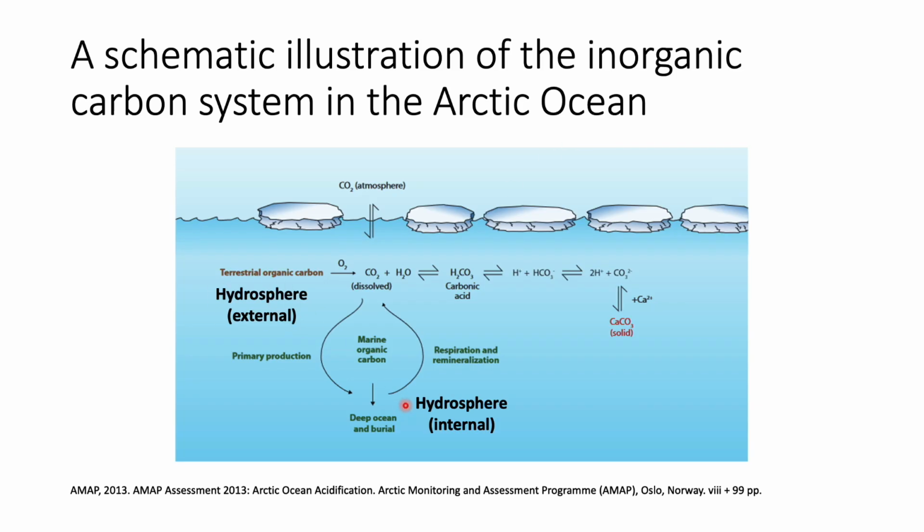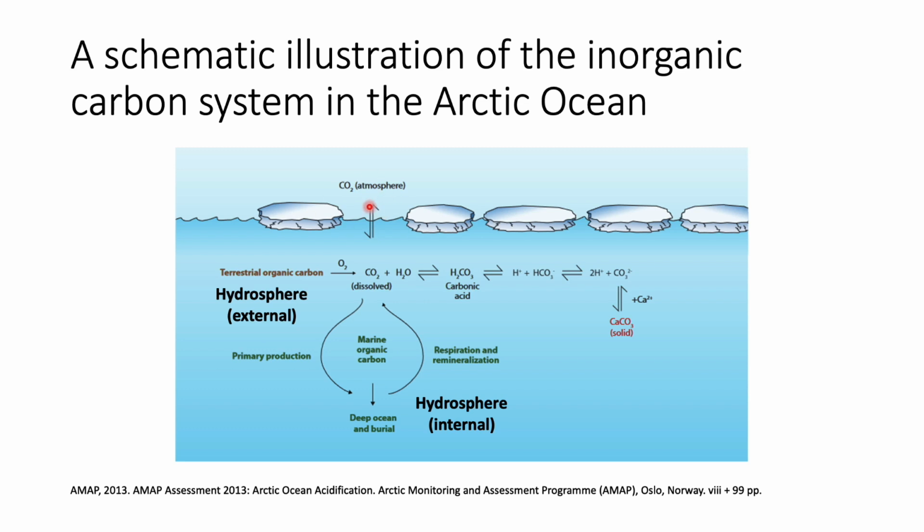We have two major things. This is the ocean. The ocean has two types of hydrosphere inputs, where carbon dioxide is entering from external sources. One is terrestrial organic carbon entering through rivers and other streams. That is one way of CO2 entering the hydrosphere. The other is internal, where marine organic carbon produces carbon dioxide. So these are the two ways by which the hydrosphere receives carbon dioxide.